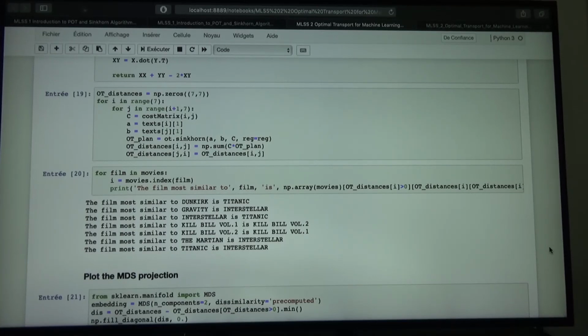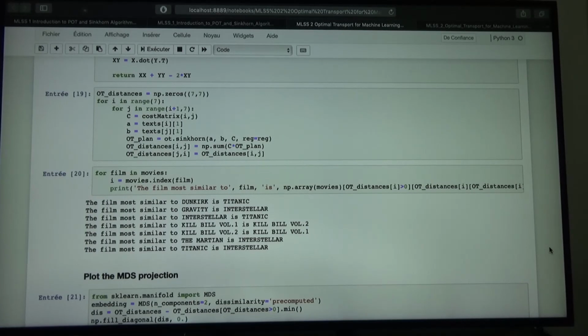And then we're going to compute the optimal transport distances between any pair of documents. So we just compute the cost matrix with the function that we've just coded. Then we get the weights. The weights A and B are proportional to the frequencies of the words in the texts. And then we compute the optimal plan using the Sinkhorn algorithm with our regularization strength.